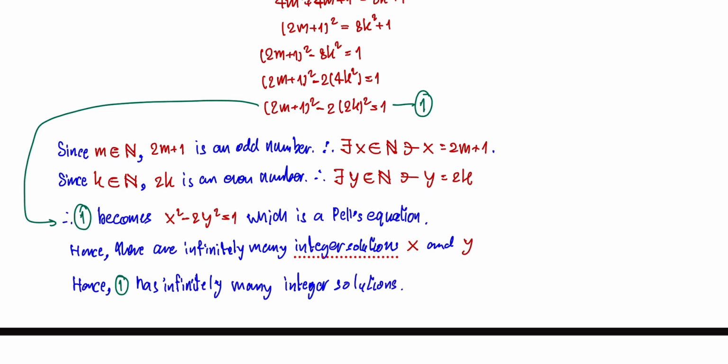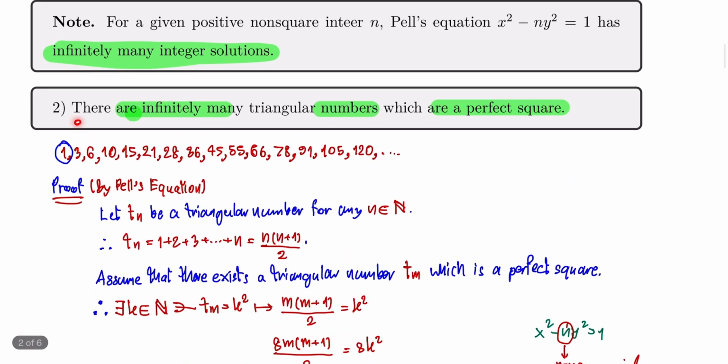Okay, so we have proved this statement already. We have proved that there are infinitely many triangular numbers which are perfect squares.